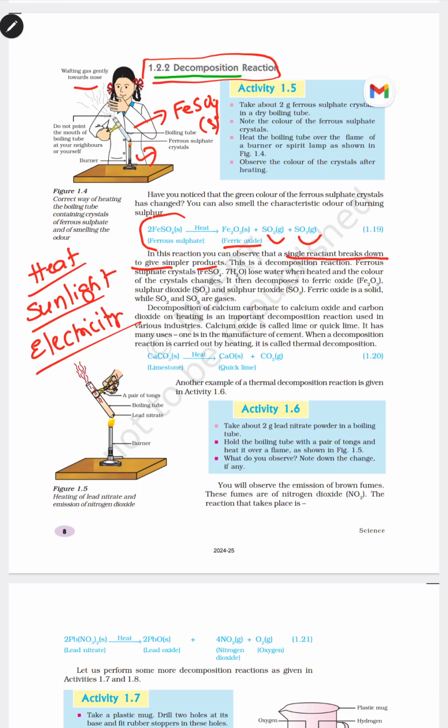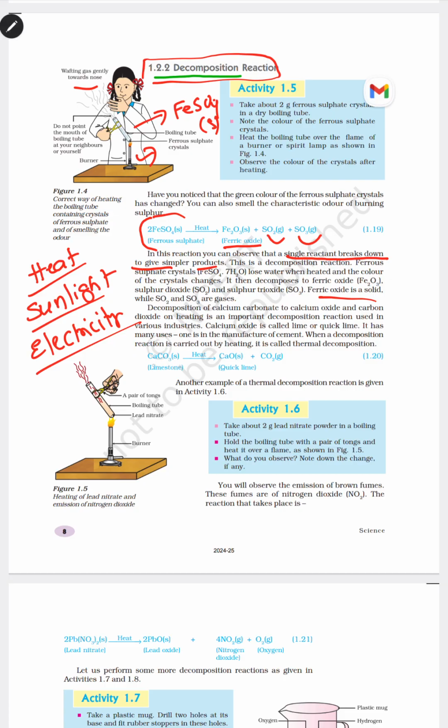So in this reaction, ferrous sulfate is taking heat energy, and it is decomposed into 3 different substances. What are the 3 different substances? First one is ferric oxide, right? Ferric oxide is a solid, right? And SO2 and SO3 are getting formed. These two are gases. So SO2 is sulfur dioxide and SO3 is sulfur trioxide. So this decomposition process you can observe using the activity here.